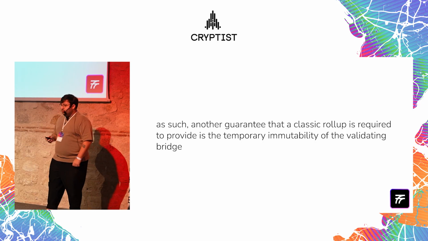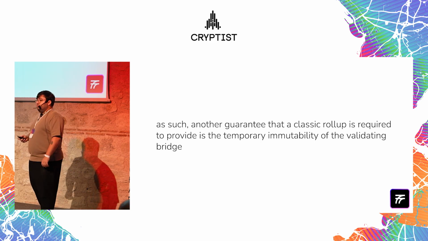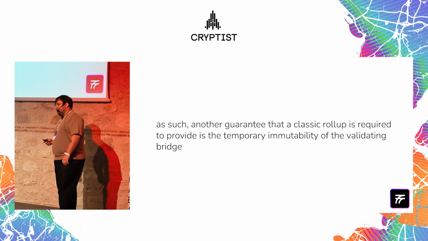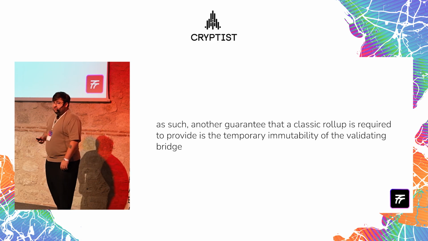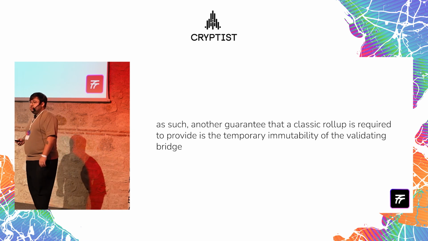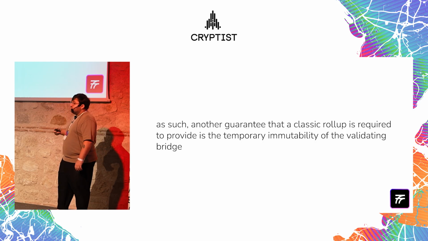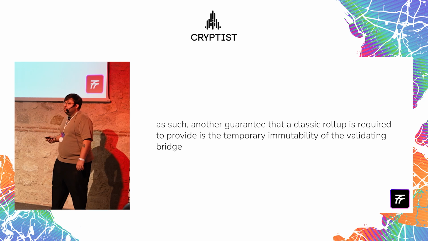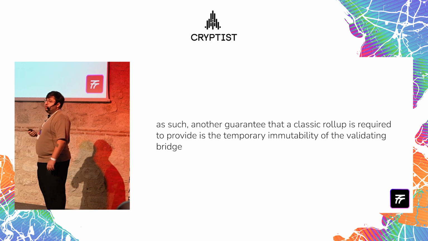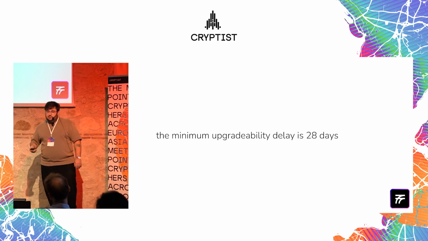It's temporary immutability of the validating bridge. And you can rightfully point out that most of the existing classic rollups don't comply with this definition. And you are right, they are what Vitalik likes to call proto-rollups, so they're not fully fledged rollups but are constructions that, in a way, imitate what rollups do, but still don't provide all the guarantees that a classic rollup is required to provide.